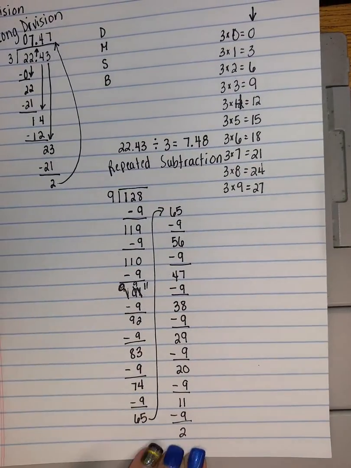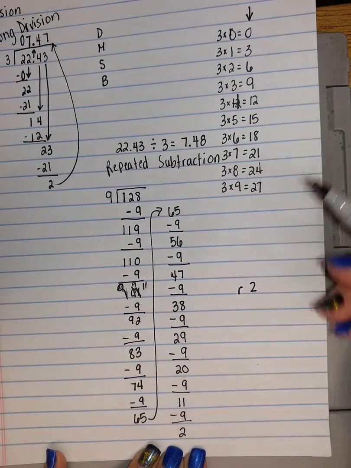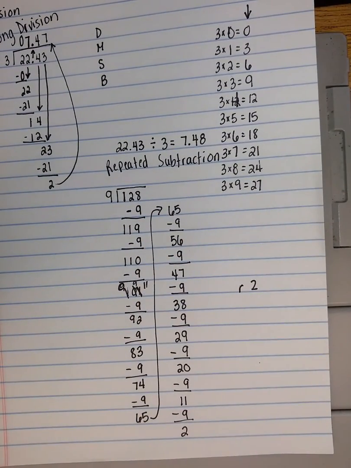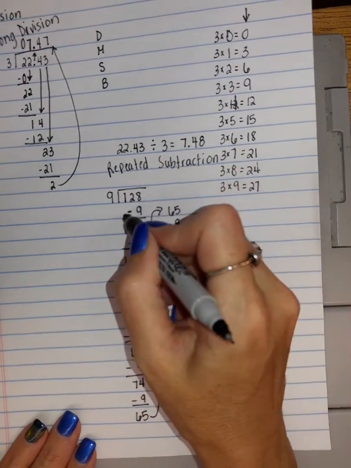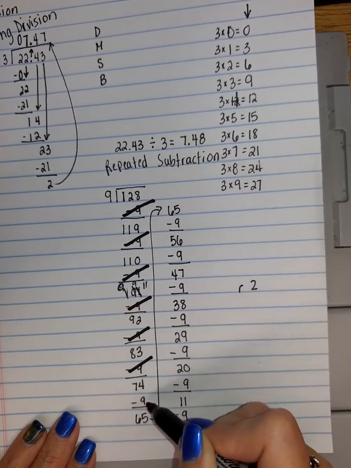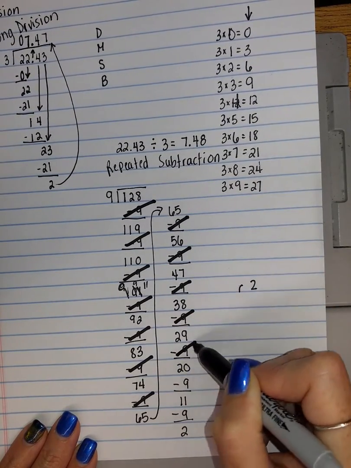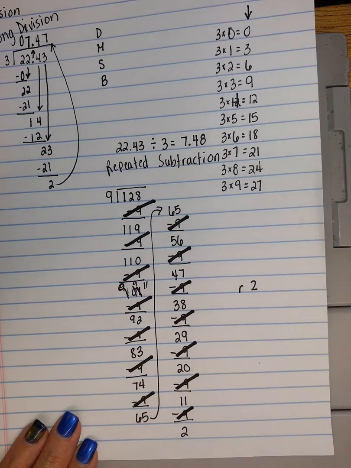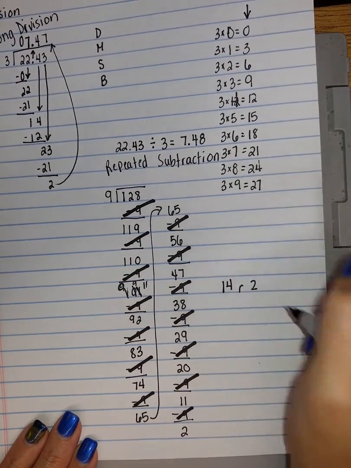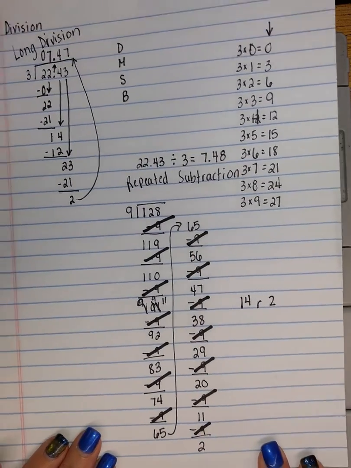So 2 is my remainder. So R2, and then I count how many times I use 9, and I'm going to cross it out just so I don't make a mistake and count a number twice. 1, 2, 3, 4, 5, 6, 7, 8, 9, 10, 11, 12, 13, and 14. So my quotient is 14, remainder 2. That's my answer for this problem using repeated subtraction.